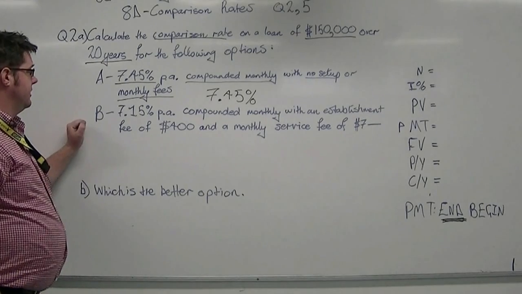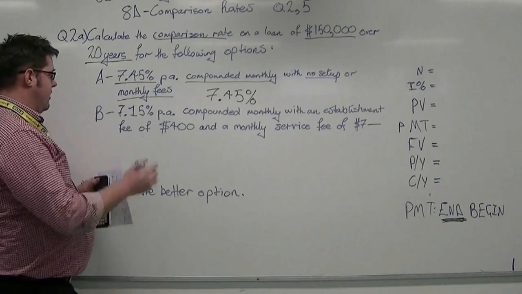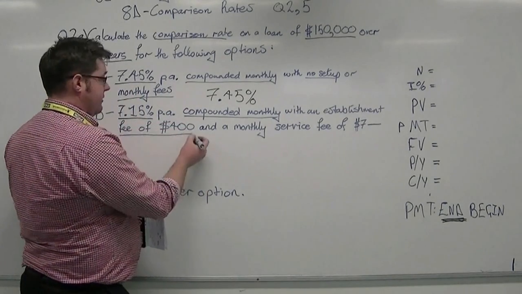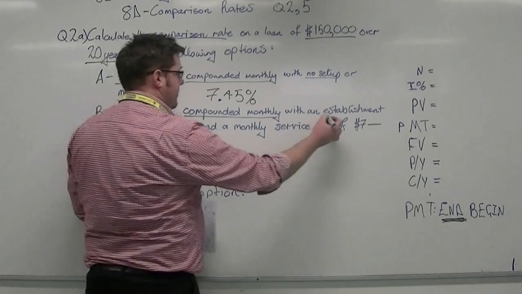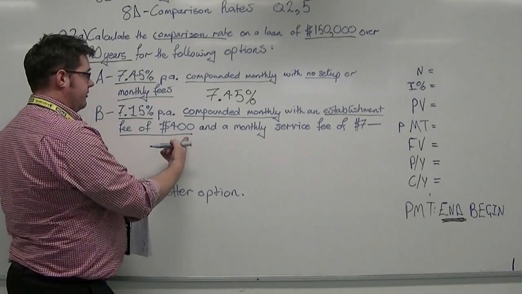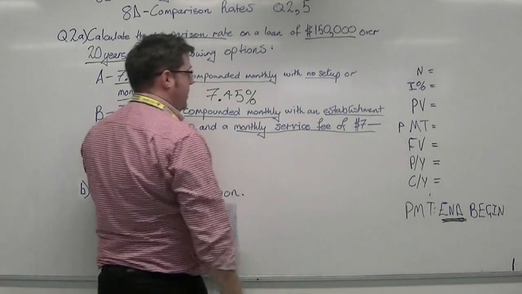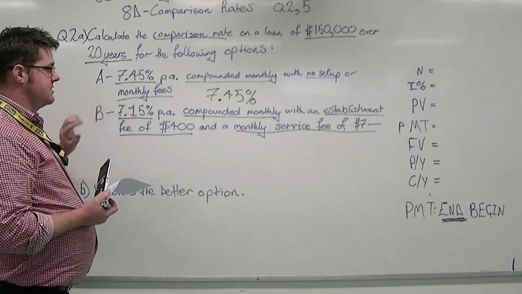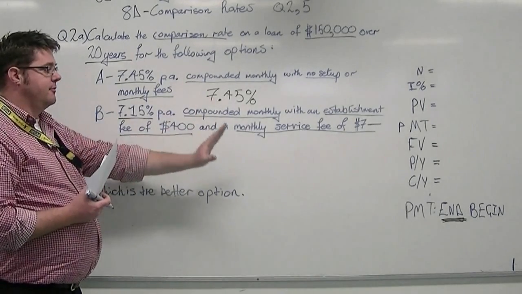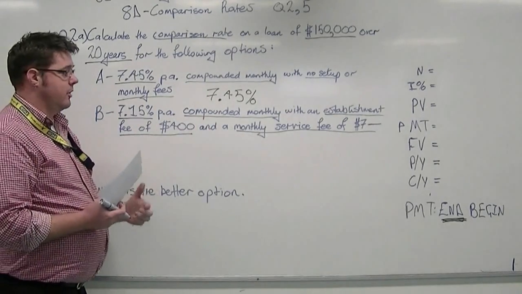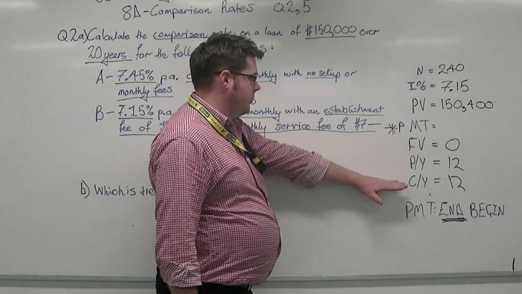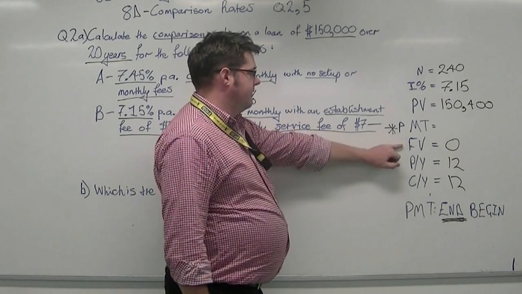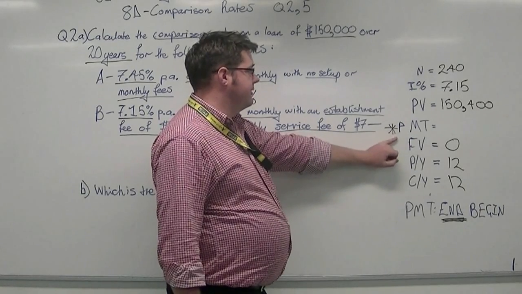So option B, however, gives us a question here, 7.15% per annum, compounded monthly, with an establishment fee of $400 and a monthly service fee of $7. All right, we're going to have to tackle this problem in a couple of different stages. So first off, let's start setting up some information that we need and we know into TVM Solver. All right. Okay, so here we can see that I've got my compounding periods and payment periods per year being 12. Final value was 0. We solved for our payment to start with.